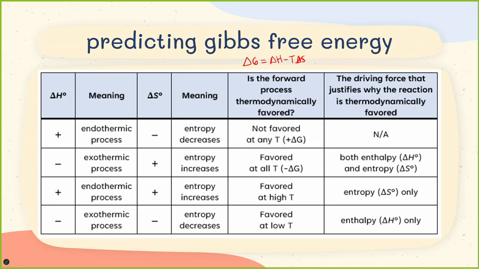But endothermic with entropy decreasing is not favorable at any temperature. Exothermic with entropy increasing is always favorable. And then positive is favored at high temperatures, that's driven by entropy. And negative is favored at low temperatures, driven by enthalpy, the delta H there.